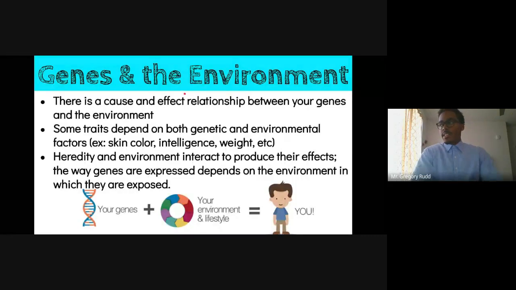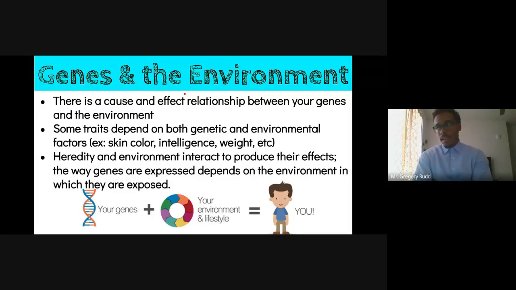So as it relates to genes and the environment, we don't have much need to take notes today. We just need to go over a general concept that you all will see appear on your EOC exam. You also know that this is something we've talked about throughout Unit 7, and it's something that I want you all to continue to think about as we go through the rest of the course. But there is a cause and effect relationship between a person's genes and their environment.